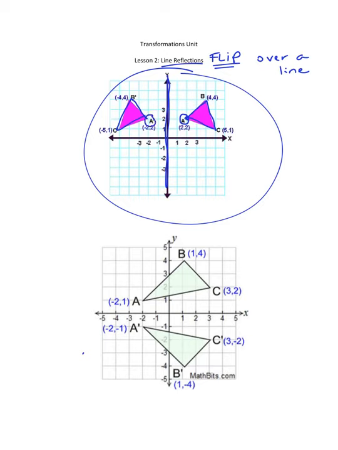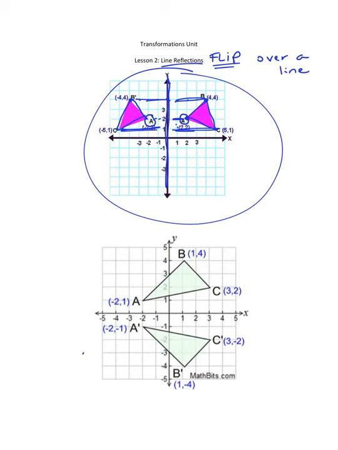So if you count, A is 2 units away from the y-axis, and A prime is 2 units away from the y-axis. B is 1, 2, 3, 4 units away from the y-axis. B prime on the other side is also 1, 2, 3, 4 away. So it's the same distance, or equidistant, from the line of reflection. That's how you create a reflection. And that's one of the properties that you'll notice, that it's the same distance away from the axis, in this case the y-axis, from whichever line you reflected over.